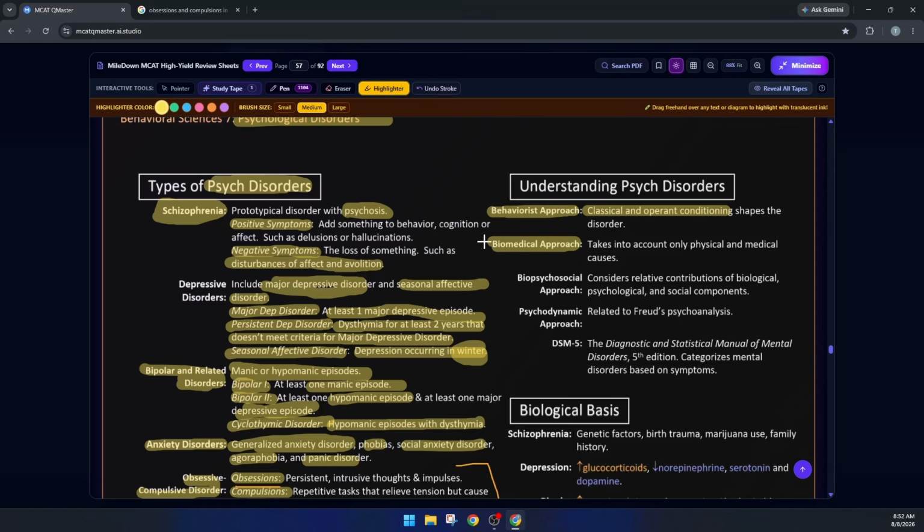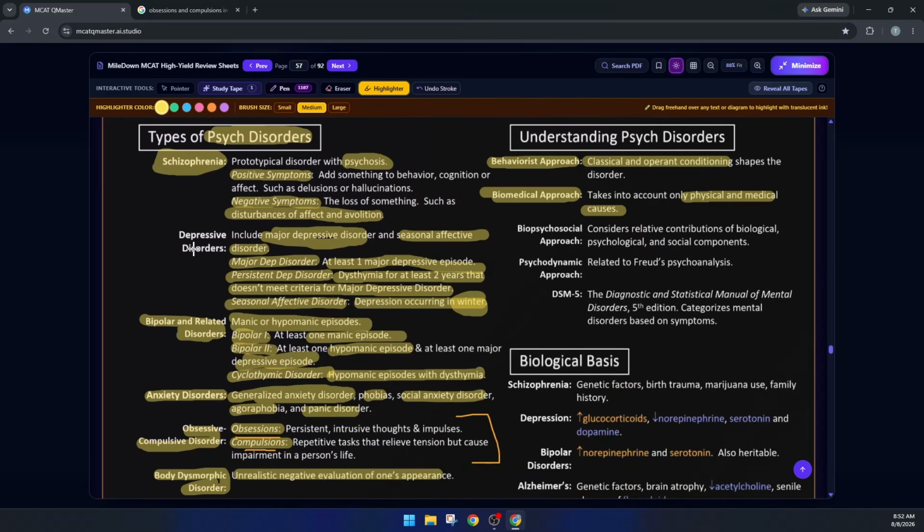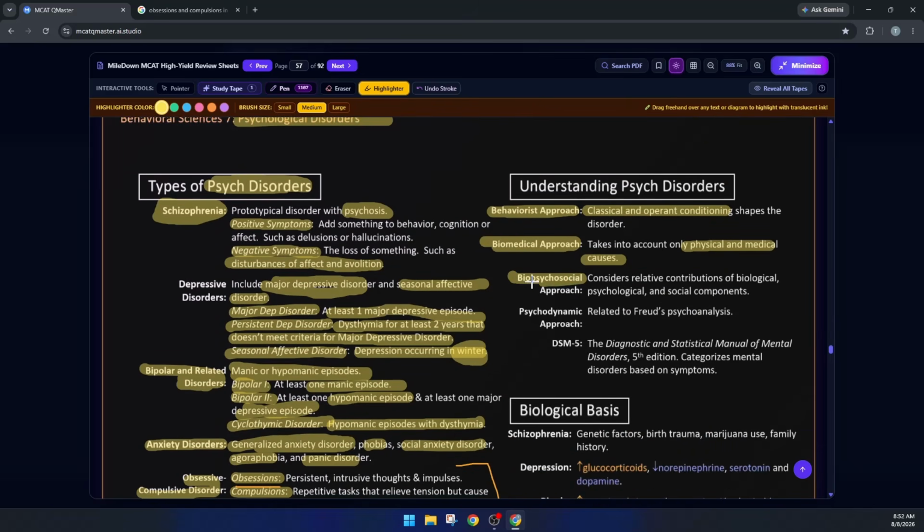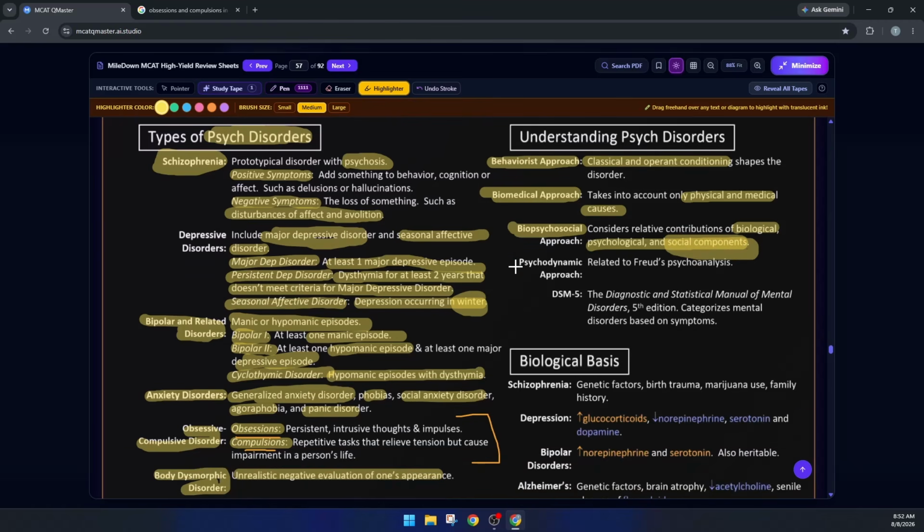Then you have a biomedical approach, where you take into account physical and medical causes of the disorder. An example is thinking about what are literally the physical and medical causes of why this person has these psychological disorders. Biopsychosocial involves biological, psychological, and social components, so things that happen within the environment and society.